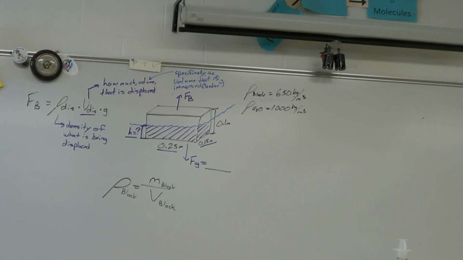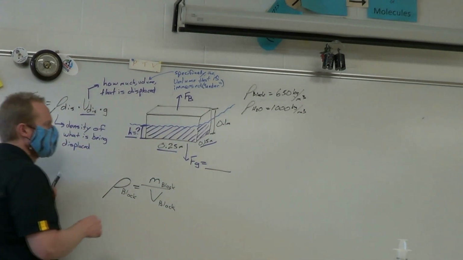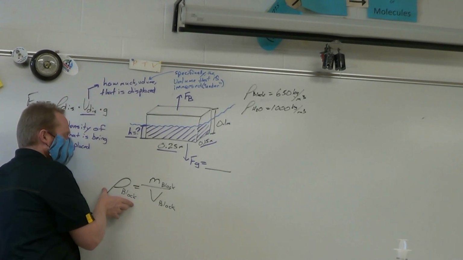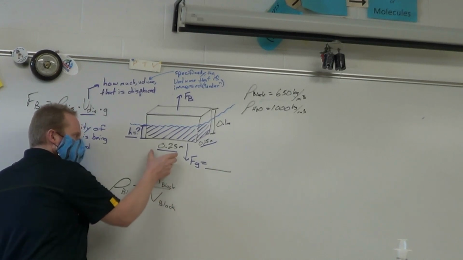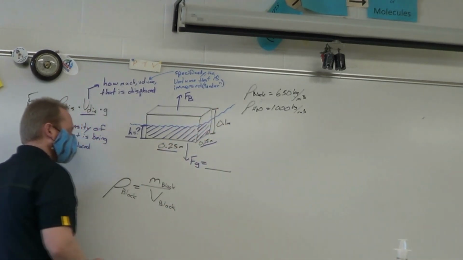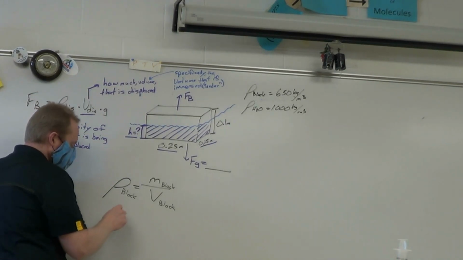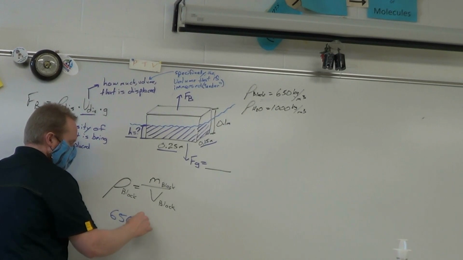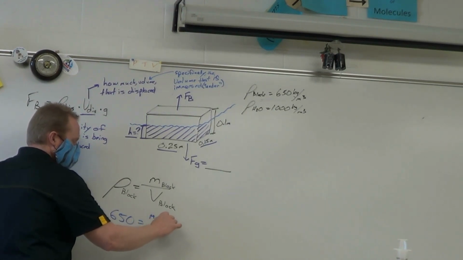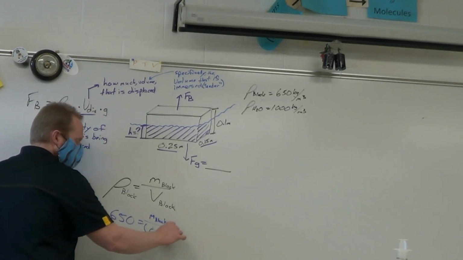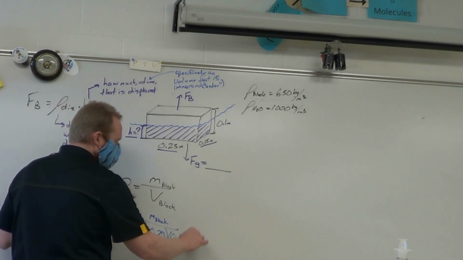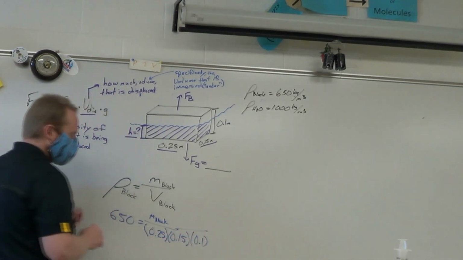The density of the block was given at 650 kilograms per cubic meter. The volume of the block wasn't given, but I gave you the dimensions. This is the total density of the block, this is the total mass of the block, which means this is going to be the total volume of the block. So it'd be length times width times height for that total volume. So the density, 650, is equal to the mass of the block divided by the length of that block, 0.25, times the width, 0.15, times the height, which is 0.1.